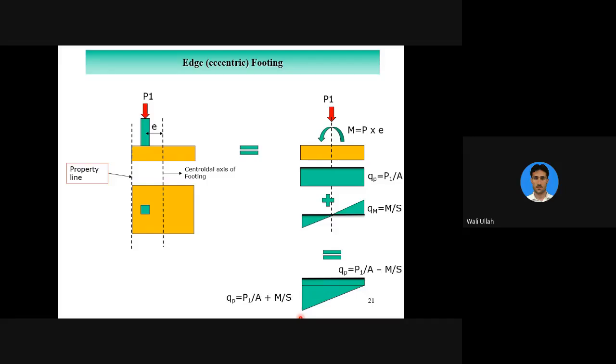Did you understand? Think on this slide for a couple of minutes. If you have any question, ask.